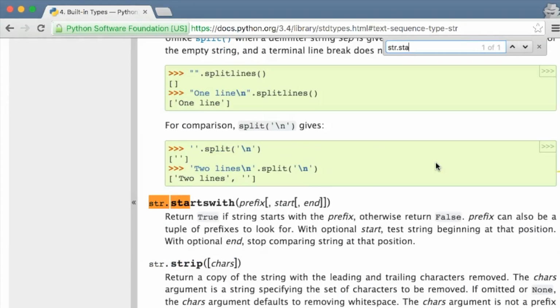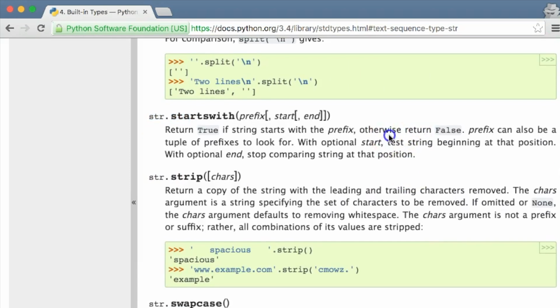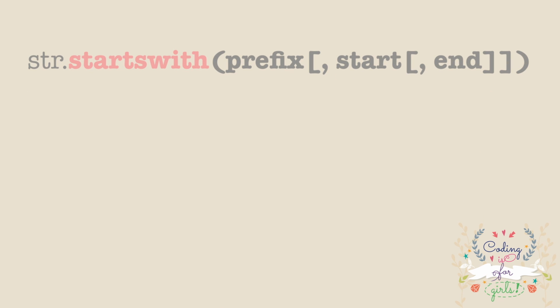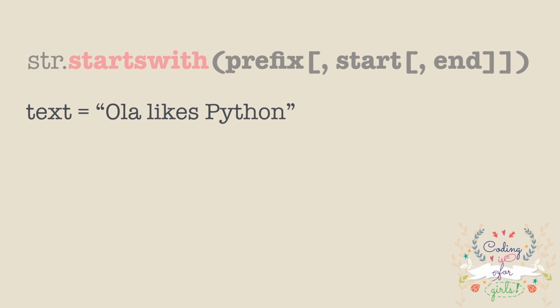Okay, so we know what square parenthesis means in Python documentation. Let's look for something else to explain. We will look for another built-in method called startswith. It basically checks if the given text starts with a given string. For example, if we have the text "Ola likes Python", we could check if the text starts with "Ola".